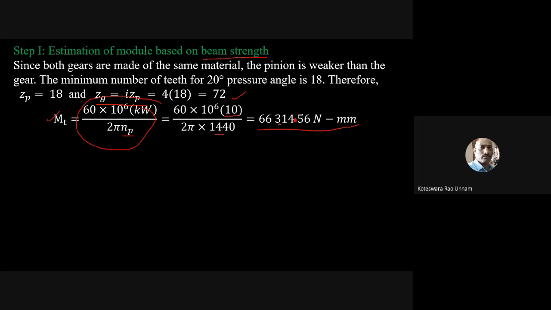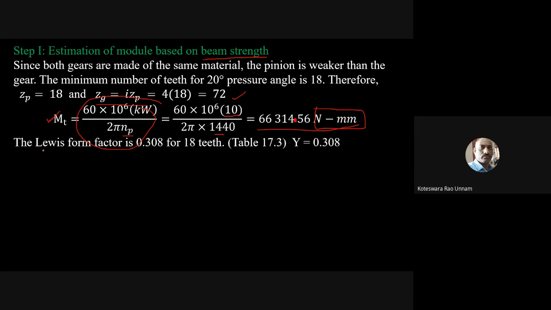66,314.56 Newton mm. Since I am substituting here the 10 power 6 factor, whatever we got is going to be in Newton mm only. Okay, so I got the MT value. Then the Lewis form factor we need to take.